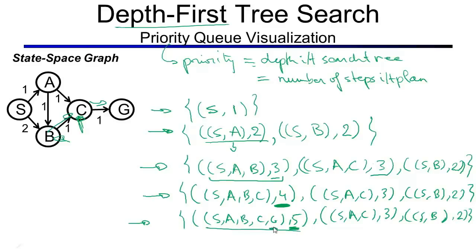When we are about to expand this, we realize that the last state here is G, which is the goal state, so we actually don't have to expand anymore. We can declare success. The path we found to the goal is the one right here, SABCG.